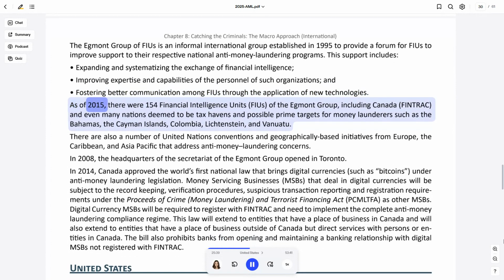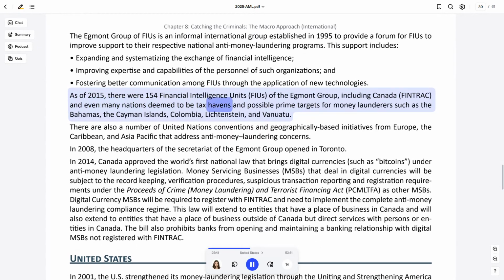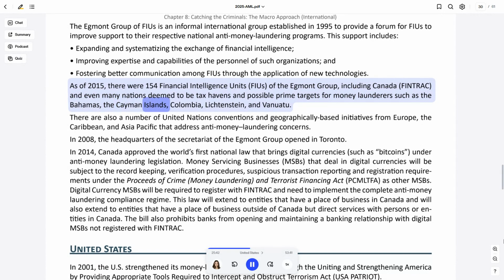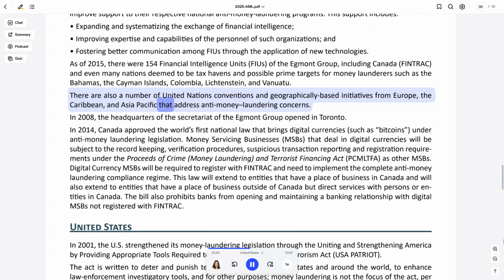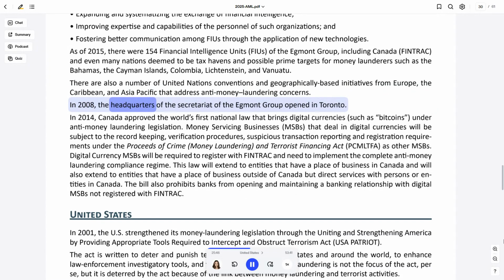As of 2015, there were 154 financial intelligence units, FIUs, in the Egmont Group, including Canada's FINTRAC, and even many nations deemed to be tax havens and possible prime targets for money launderers, such as the Bahamas, the Cayman Islands, Colombia, Liechtenstein, and Vanuatu. There are also a number of United Nations conventions and geographically based initiatives from Europe, the Caribbean, and Asia Pacific that address anti-money laundering concerns. In 2008, the headquarters of the Secretariat of the Egmont Group opened in Toronto.